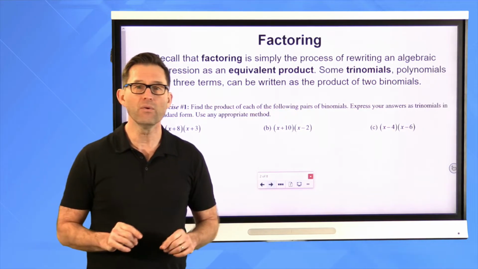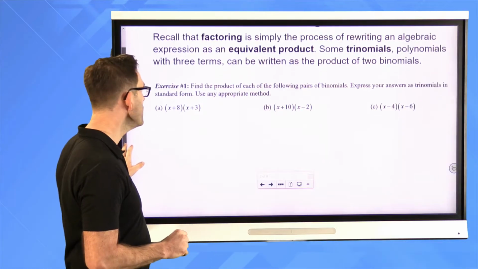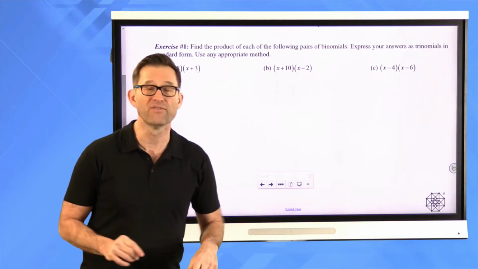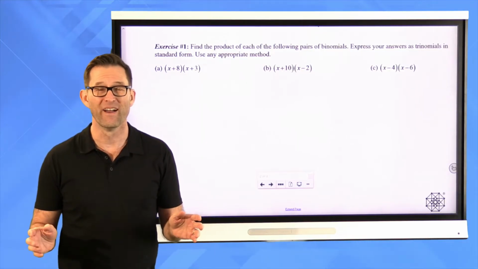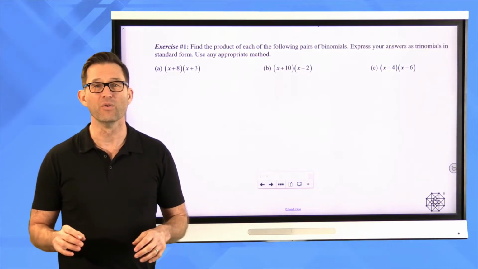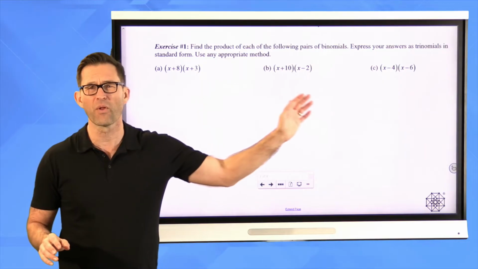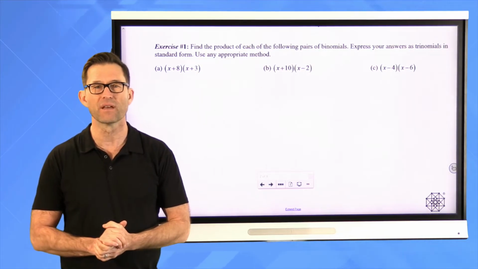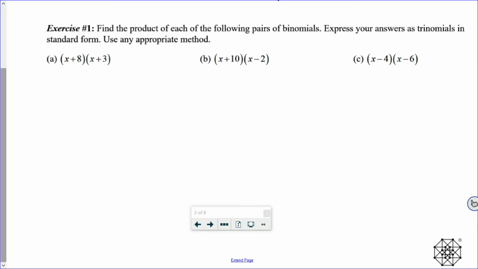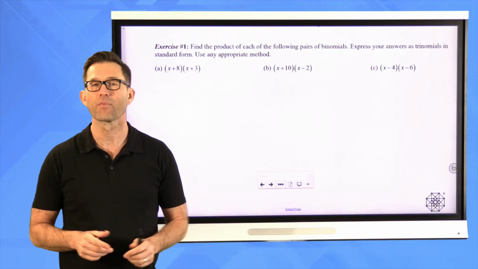Now before we do that, what we want to do is review how to multiply two binomials together. Now I know you thought this was all over. A few lessons ago we reviewed 4 different ways to multiply two binomials together, but that's where we have to begin. So let's take a look at exercise 1. Find the product of each of the following pairs of binomials. Express your answers as trinomials in standard form. Use any appropriate method.